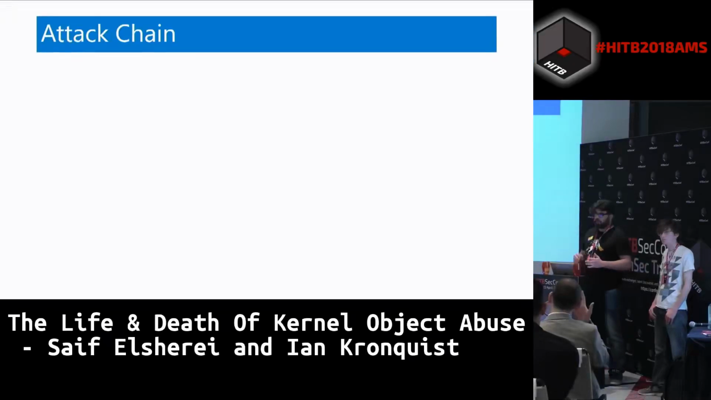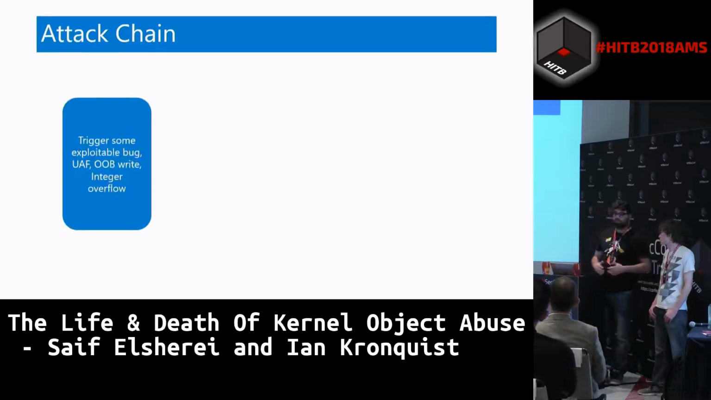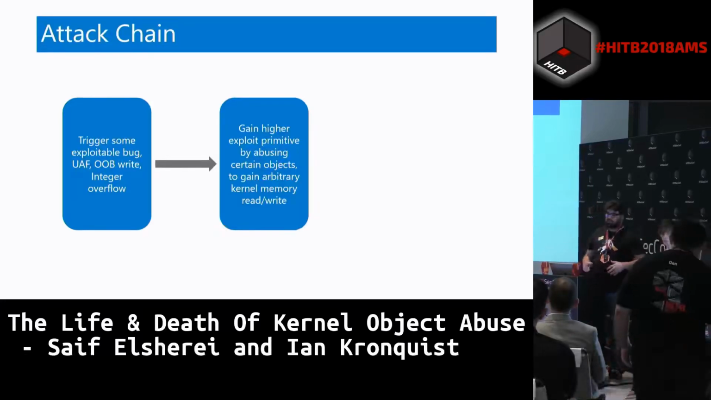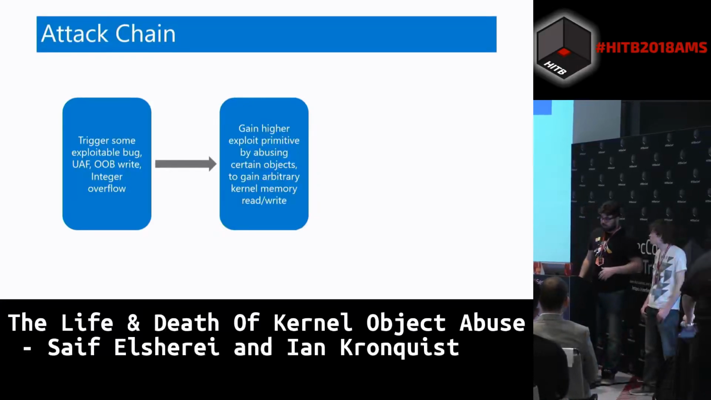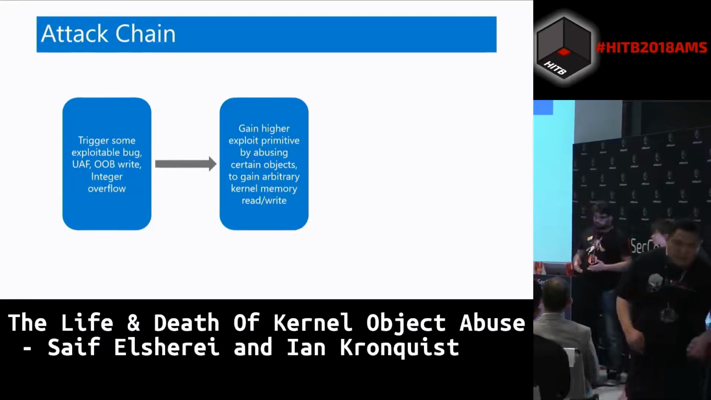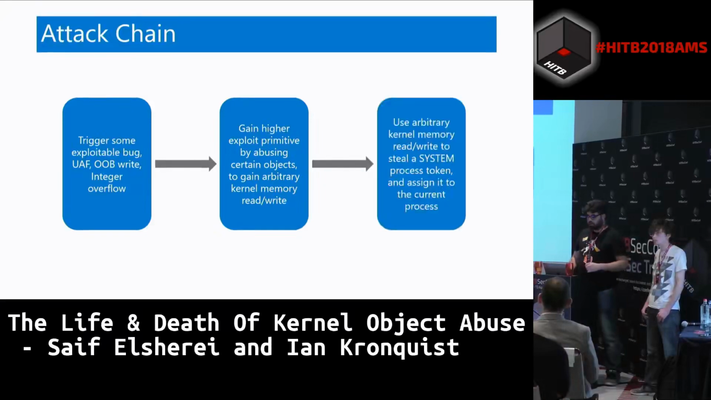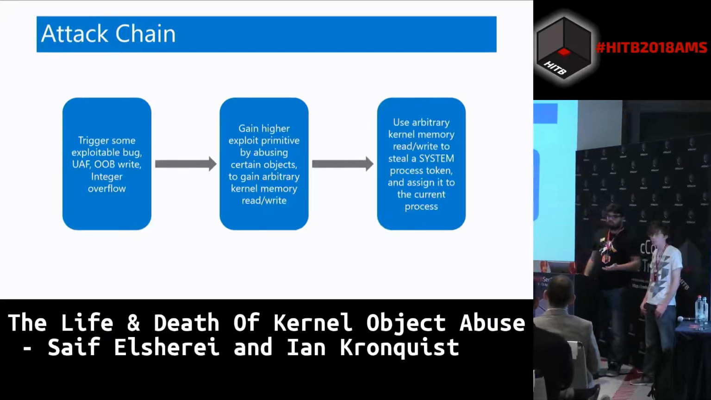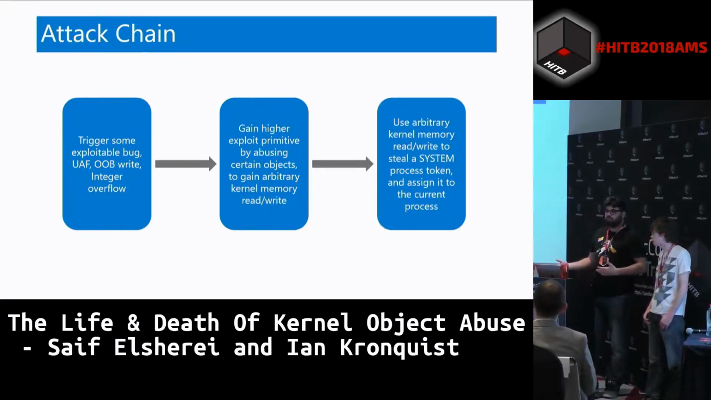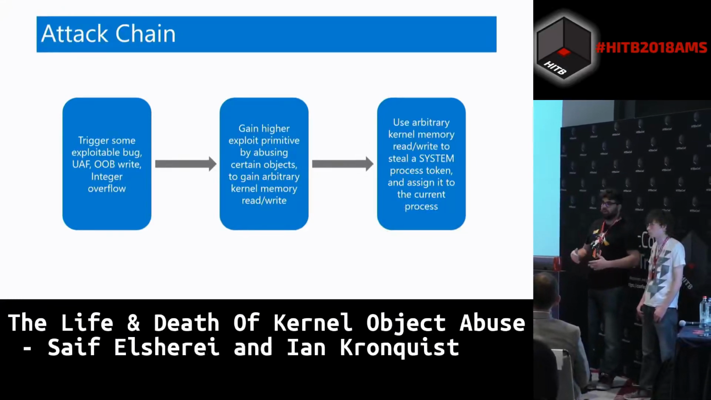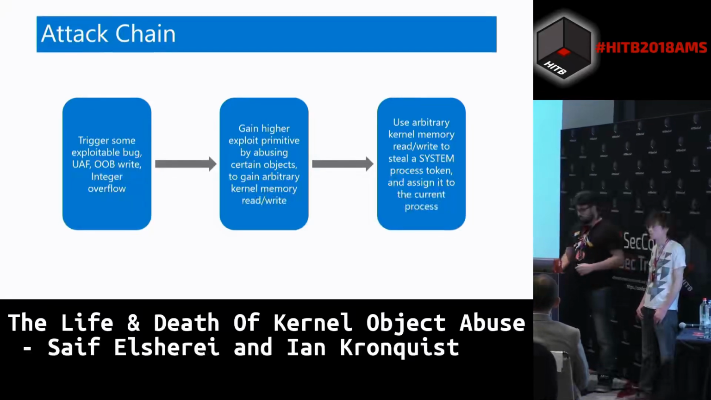If we look at modern kernel exploit techniques, it usually starts with some sort of exploitable bug, like a use after free, out of bounds write, or an integer overflow. The next step is to try to gain a higher exploit primitive, usually by abusing certain types of objects to ultimately gain arbitrary read and write to the kernel memory. And after you gain arbitrary read and write, the process is so simple to leak the EPROCESS token and assign it to your current process or to any other instantiated process and gain higher privileges in the Windows kernel.